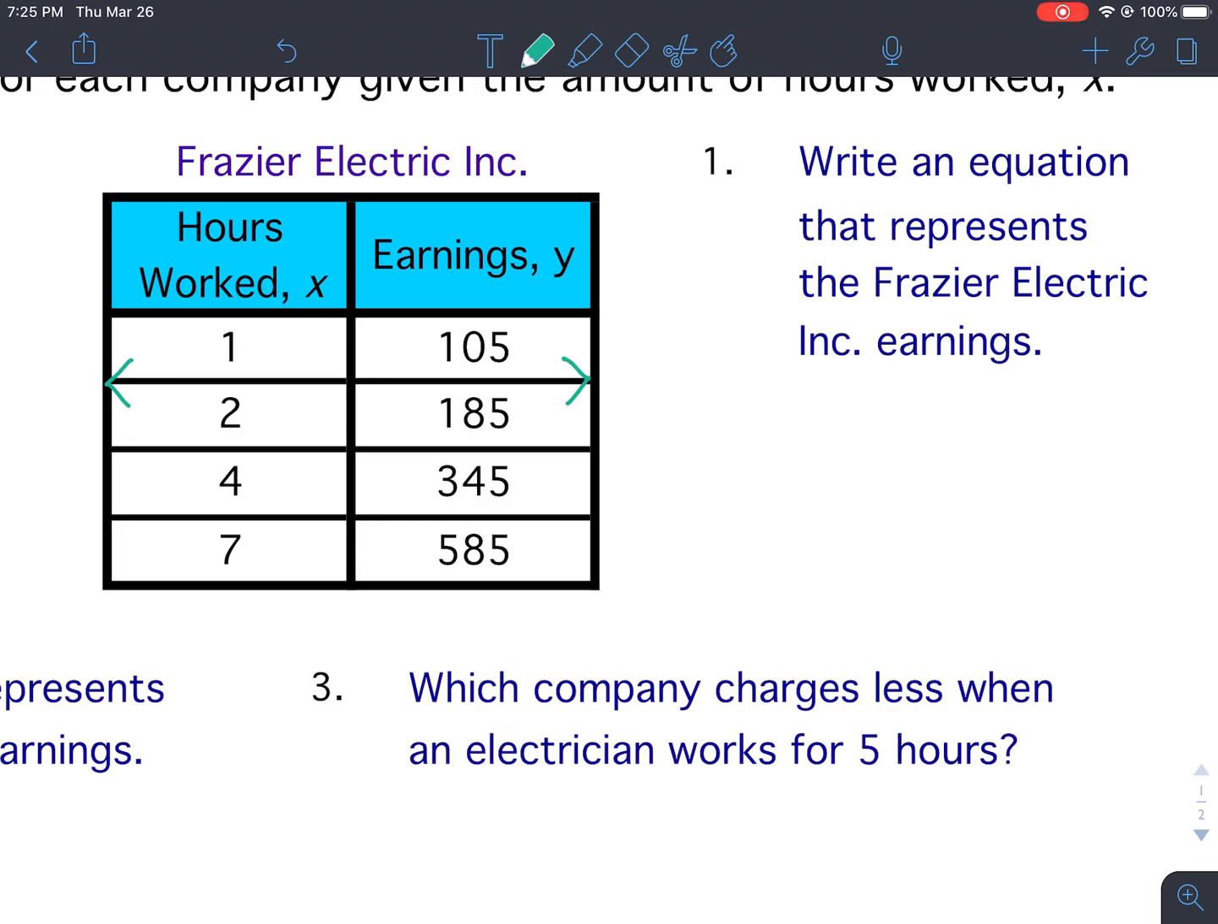So 185 minus 105 would give us 80. 2 minus 1 would give us 1. So our rate of change, which is our slope, remember it's the difference in y value over the difference in x value. So that would be 80 divided by 1, which is simply $80 per hour. So Fraser Electric Incorporated charges $80 per hour.